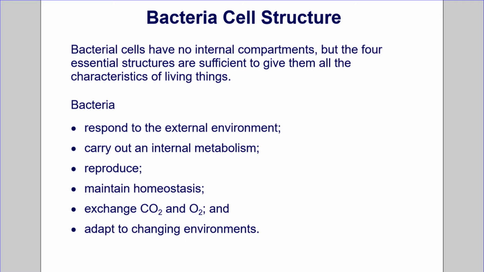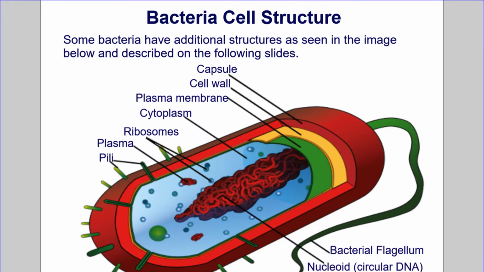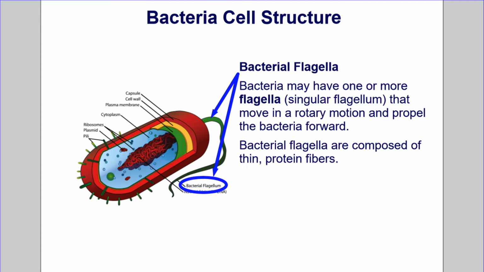Bacterial cells have no internal compartments, but the four essential structures are sufficient to give them all characteristics of living things. Bacteria respond to the external environment, carry out an internal metabolism, reproduce, maintain homeostasis, exchange carbon dioxide and oxygen, and adapt to changing environments. Some bacteria have additional structures as seen in the image below and described in the following slides.